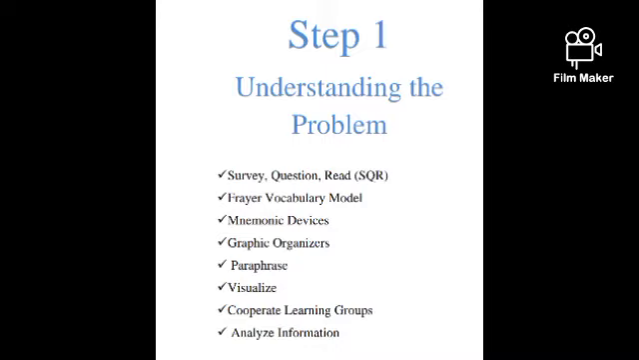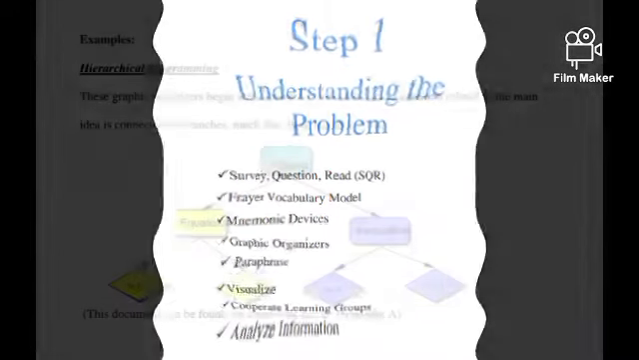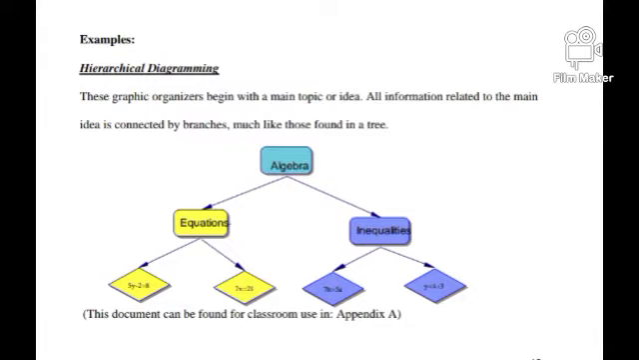in that activity. We now take examples of graphic organizers. This is one example of a graphic organizer, and it is known as hierarchical diagramming. These graphic organizers begin with a main topic or idea. All information related to the main idea is connected by branches, much like those found in a tree.